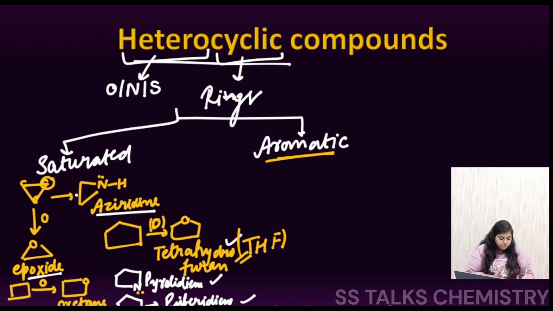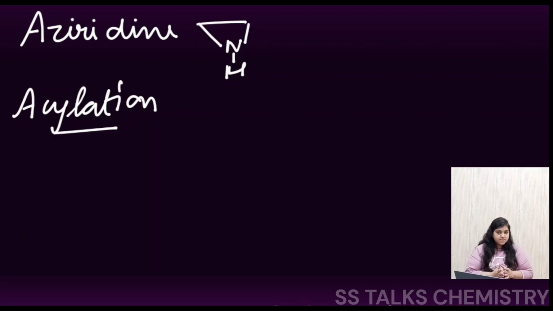So mostly we will be focusing on the aromatic compounds only, but we can have a look at a bit of an idea about the saturated hydrocarbons and their reactions. Okay, so for the saturated heterocyclic compounds, the first one is aziridine, which is a three-membered ring with nitrogen present in it. Now, the first reaction we have for it is its acylation.